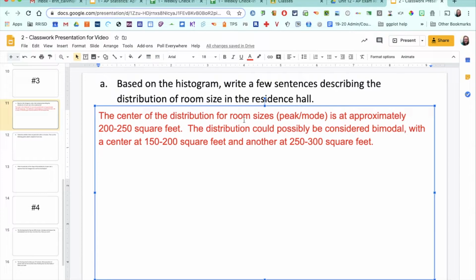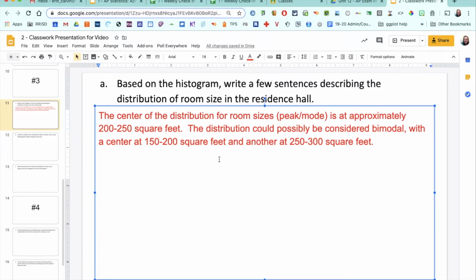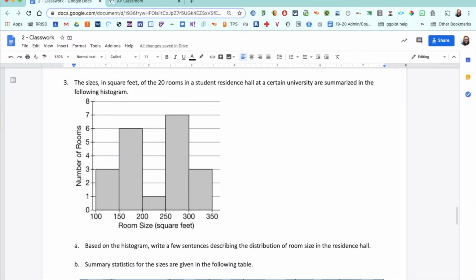I also went back and made sure to include context, so the distribution for room sizes, and then I made sure to include units, as always. So that's center. I'm going to move on to shape. I think typically it's pretty symmetric, and again, it could be considered unimodal or bimodal, but it's definitely very symmetric. I already talked about the unimodal or bimodalness, so I'm just going to say that it's roughly symmetric. So now I'm going to go on and talk about spread. The room sizes range from about 100 to about 350 square feet, and that's as far as I'm going to take it.